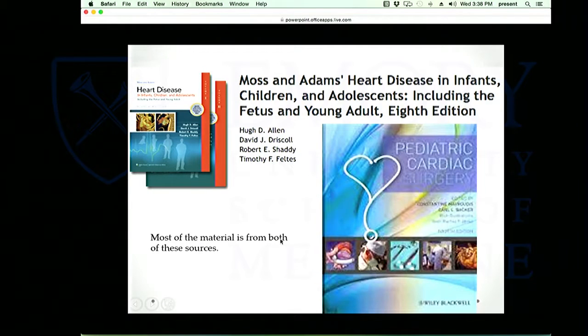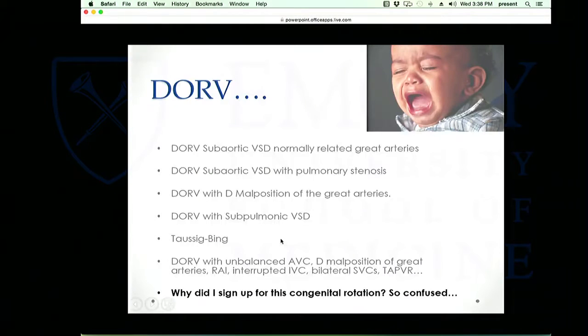Most of the information I got was from Moss and Adams, which is essentially our book on pediatric cardiology that has all the information in. I also like the surgical book from Marusis. So I probably said his name wrong.